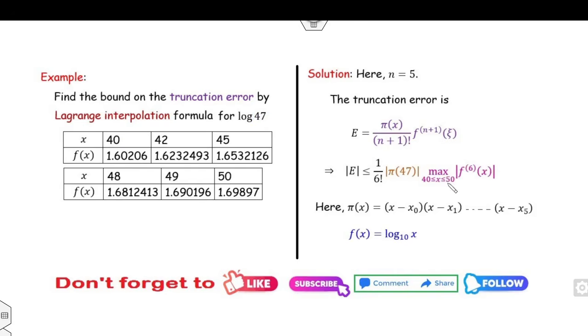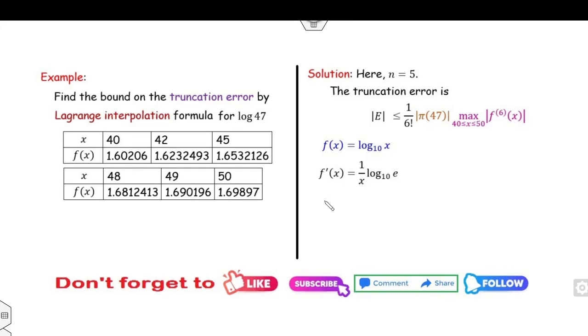Fine. Now let's start with the first derivative. What is f(x)? Log x. Can you find the first derivative? If f(x) is log of x, what is the first derivative? 1 over x into log of 10e. Can you find the second derivative? It is minus 1 over x square log of 10e. What is the third derivative? It is 2 over x cube into ln and e.